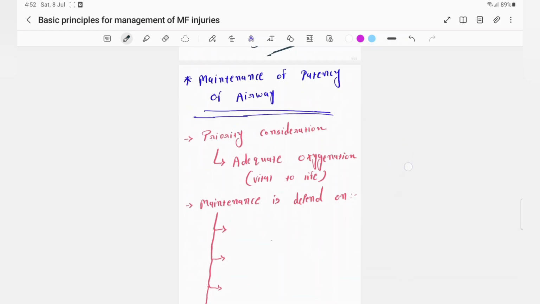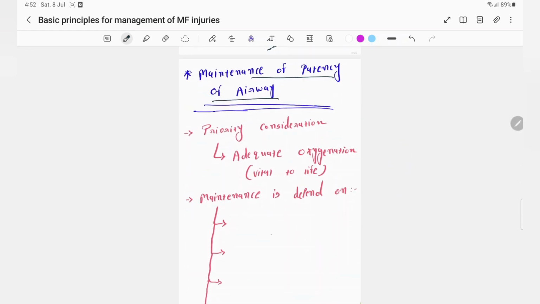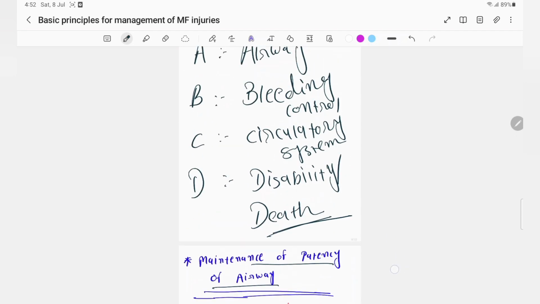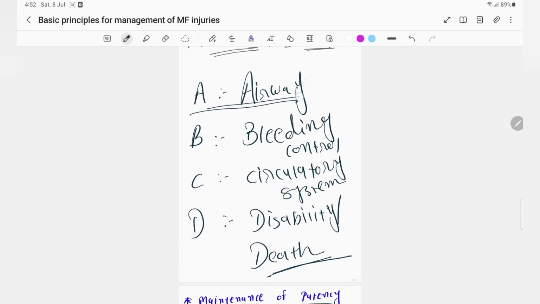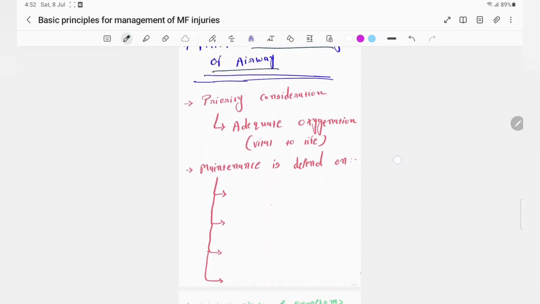So first is maintenance of patency of airway, right? It means airway maintenance, what I have told you. So in airway maintenance, this is our priority consideration. Why? Because anyone who wants to live needs oxygen, right?